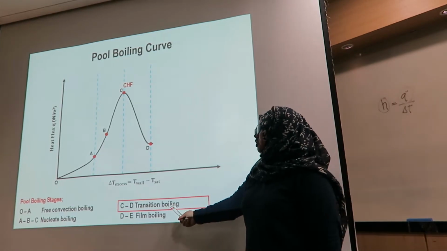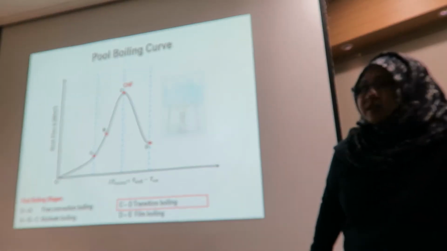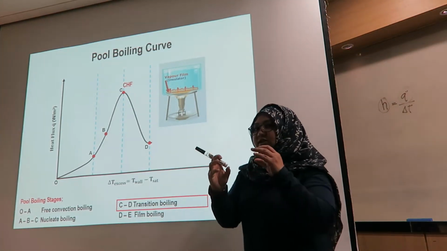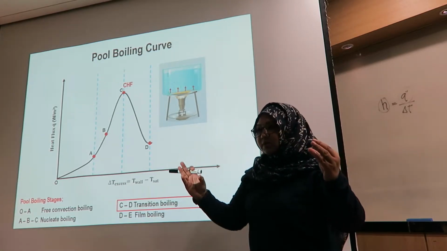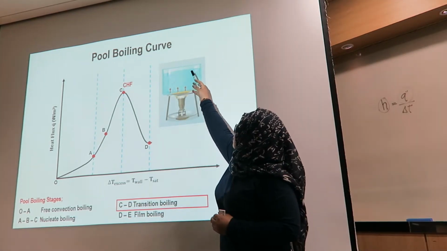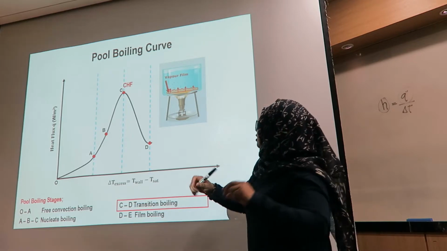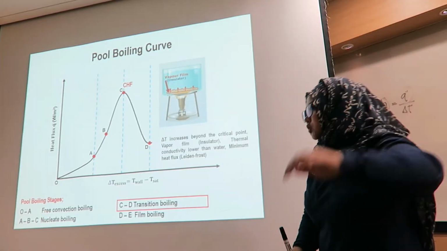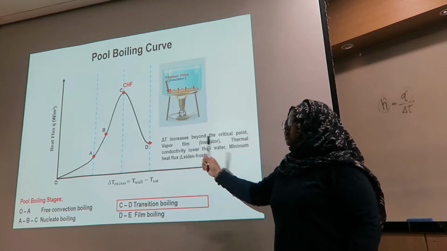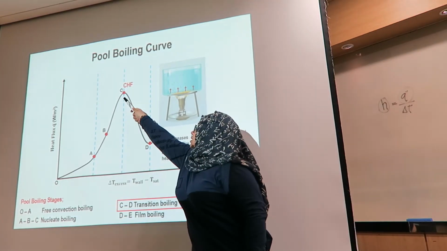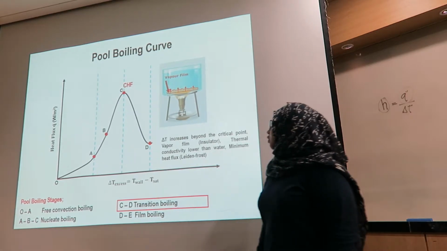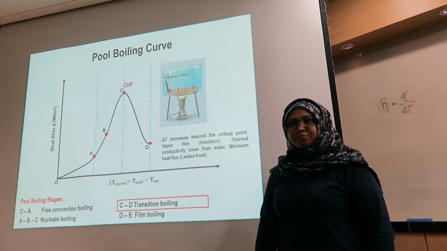Curve CD, the transition boiling. In this stage, because of the continuous heating, the delta T keeps increasing beyond the critical point. The bubbles generated, the ones that coalesced with each other and formed bigger bubbles, become a vapor film. And then this vapor film acts as an insulator. This vapor film has a lower thermal conductivity than the water. Because the thermal conductivity is lower than that of water, the heat flux starts to reduce until the minimum point of heat flux, which we also call the Leidenfrost point.